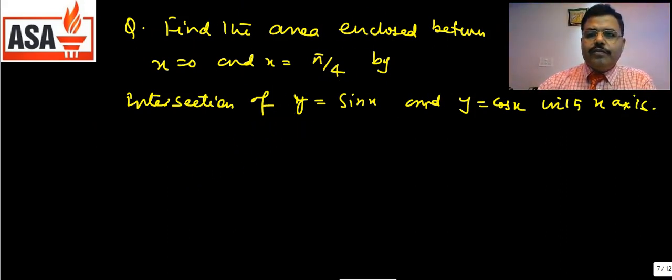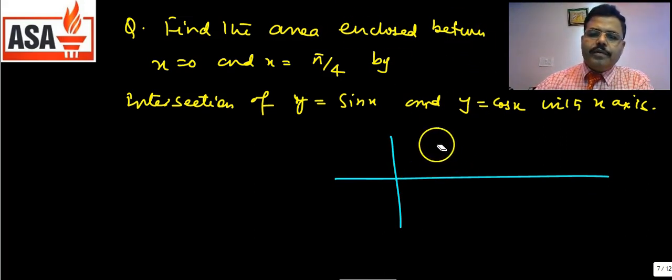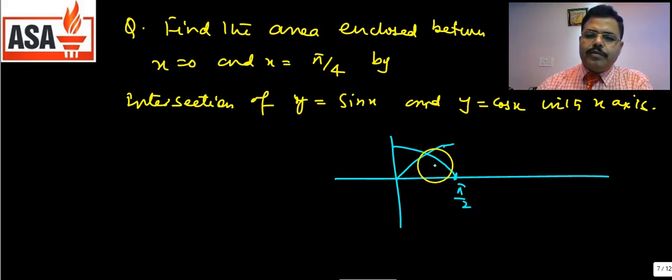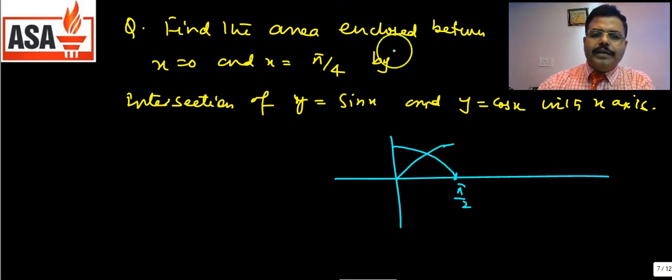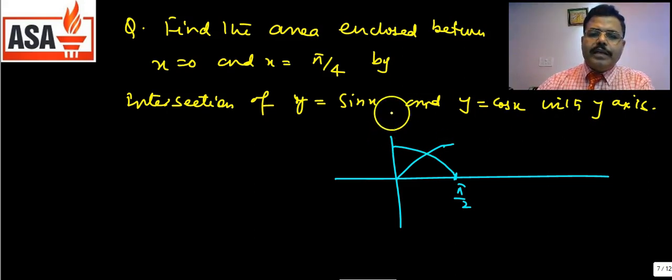So to answer such a question, what to do? Here we can draw a graph. This is the graph of sin x and this is the graph of cos x from 0 to pi by 2. We have to find the area enclosed between these two curves, 0 to pi by 2. This will be the y axis, that is x is equal to 0. This is y, this is x dash, this is y dash, and we have to calculate this area.